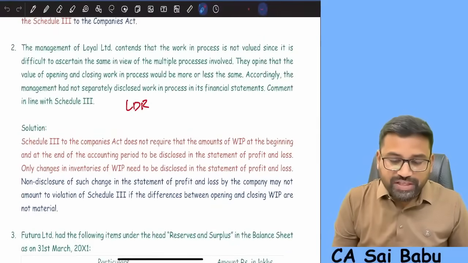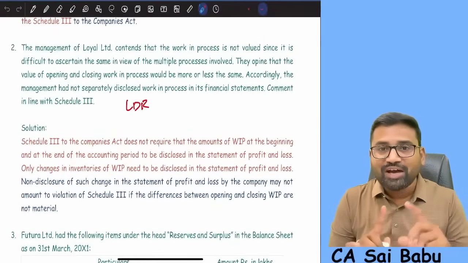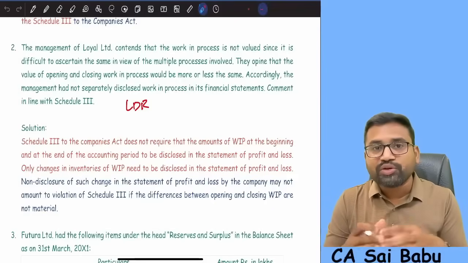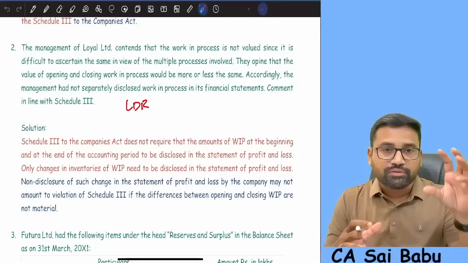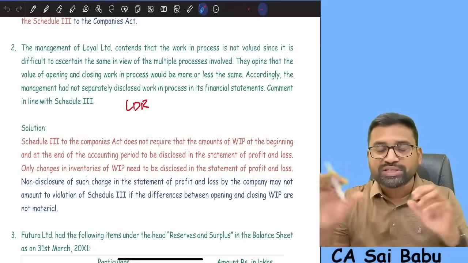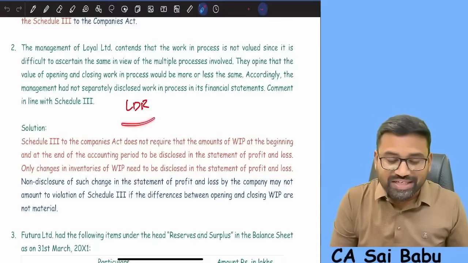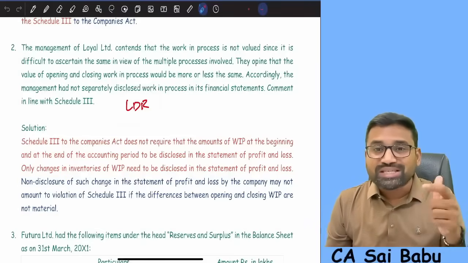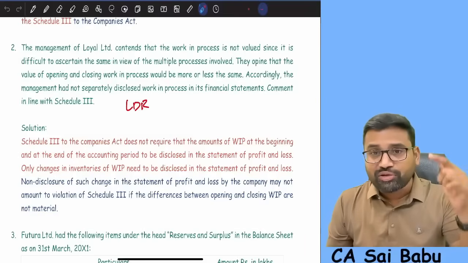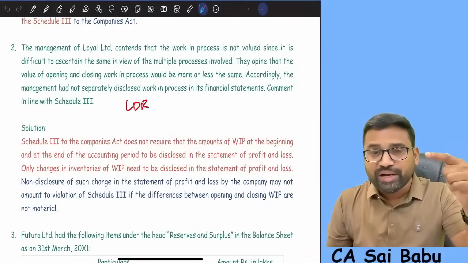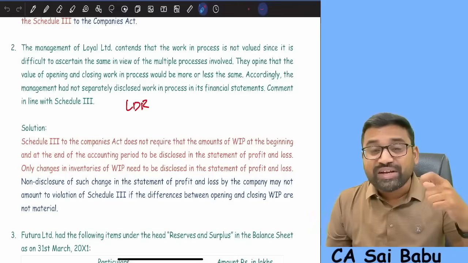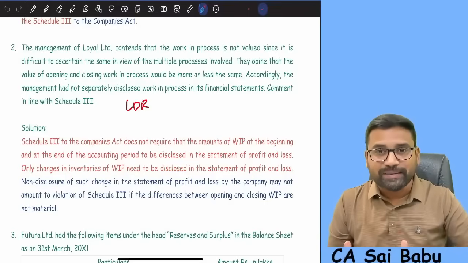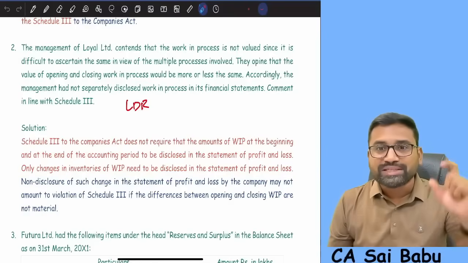And second one, sir, this company has some work in progress. Opening work in progress, closing work in progress, more or less the same. So they don't want to show work in progress separately. Is it a violation of Schedule 3? No, because as per Schedule 3, will you be required to show work in progress separately? Just now I told you, when you are preparing the P&L account, expenses: cost of materials consumed, purchase of stock in trade, change in inventories of finished goods, work in progress. In respect of work in progress, only the change we will show, right? So therefore no company is required to show opening separately, closing separately.